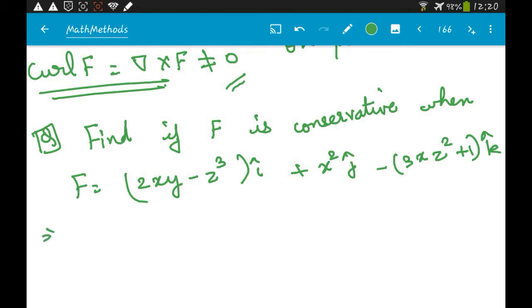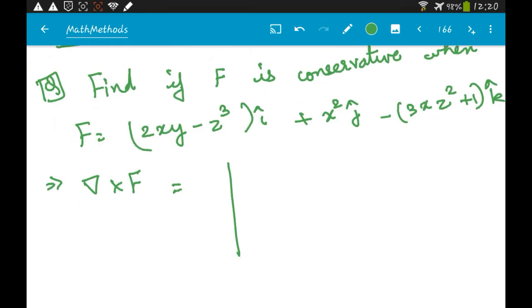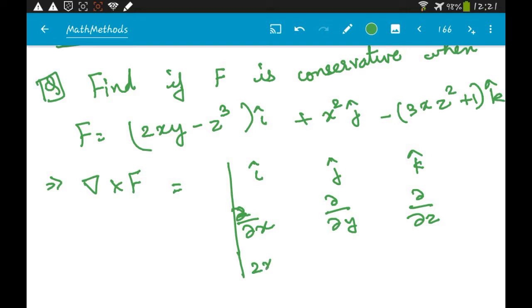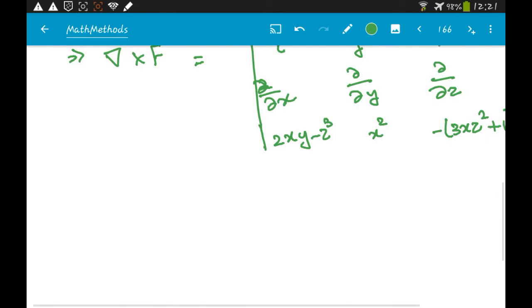Okay, so we have del cross F. What is del cross F? Del cross F is nothing but the determinant with rows i, j, k; dou by dou x, dou by dou y, dou by dou z; and 2xy minus z cube, x square, minus 3x z square plus 1. So this is your del cross F.